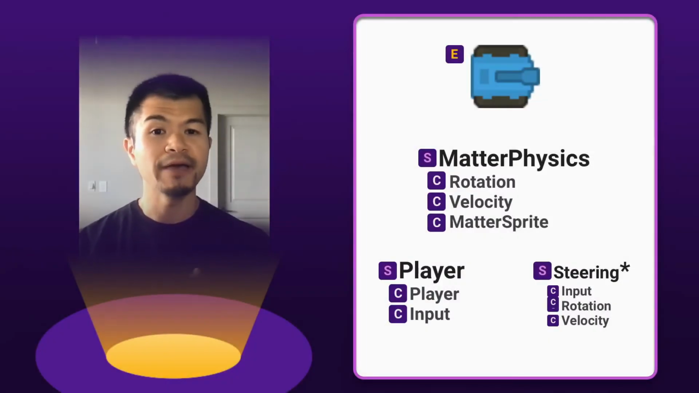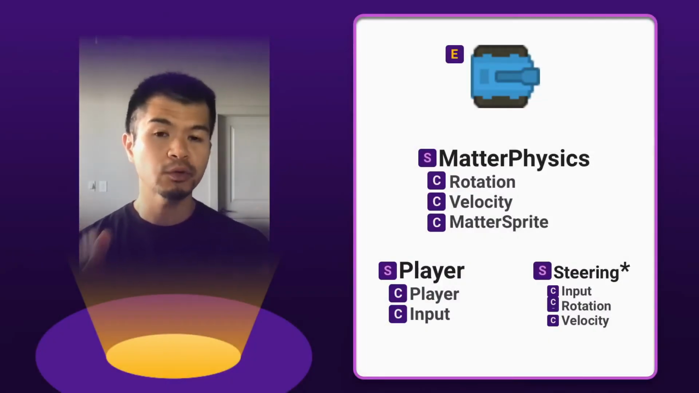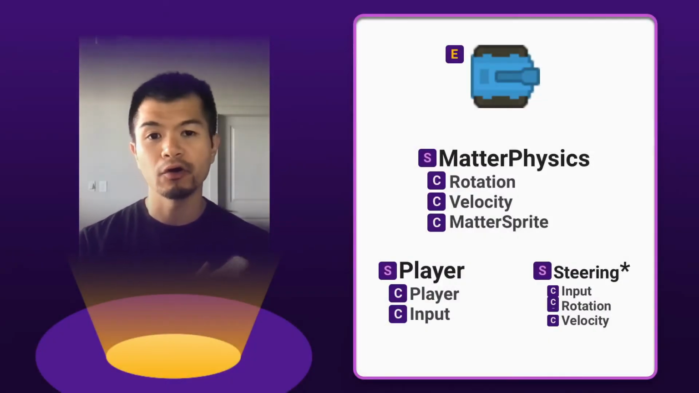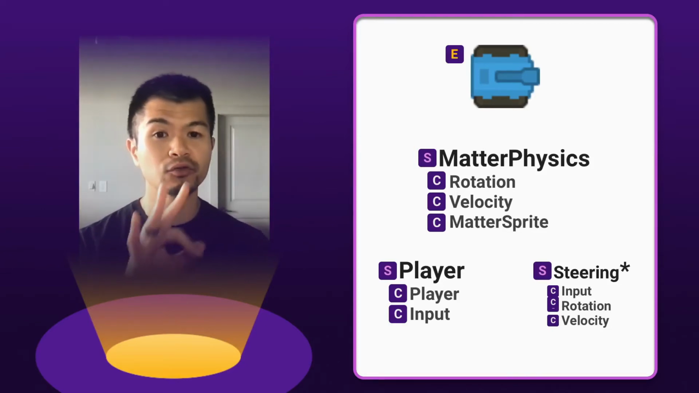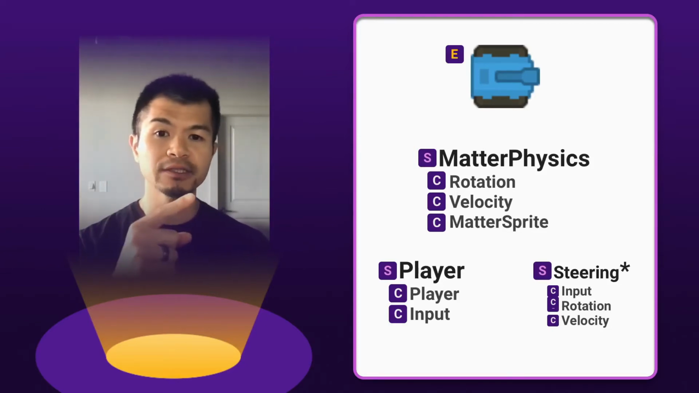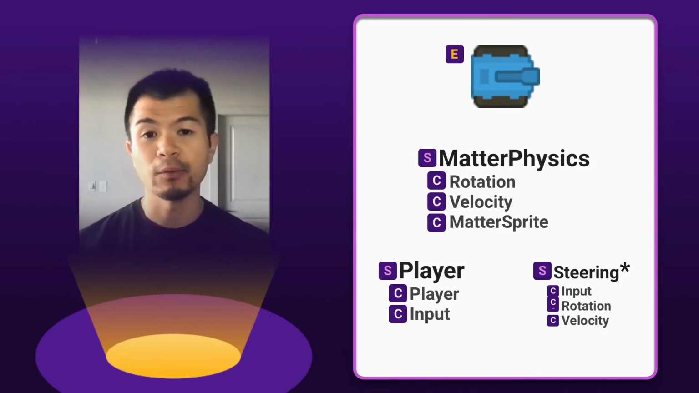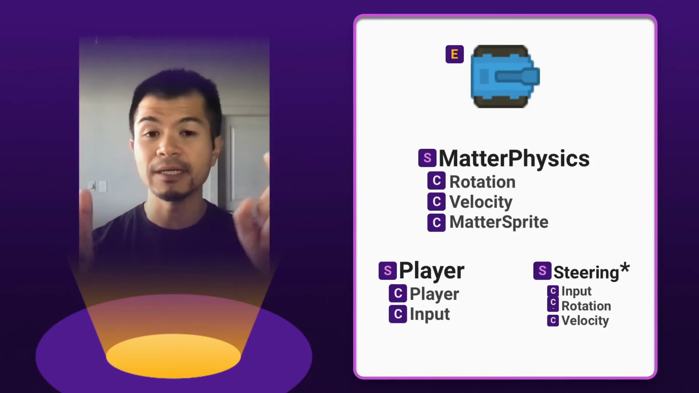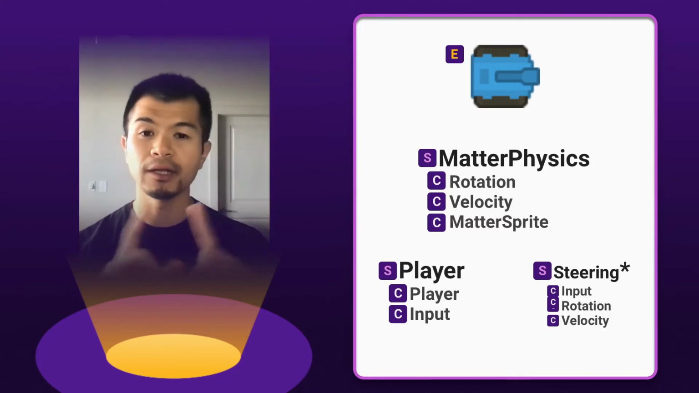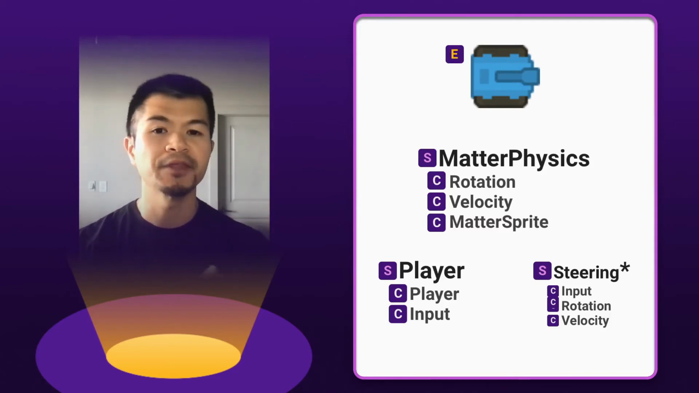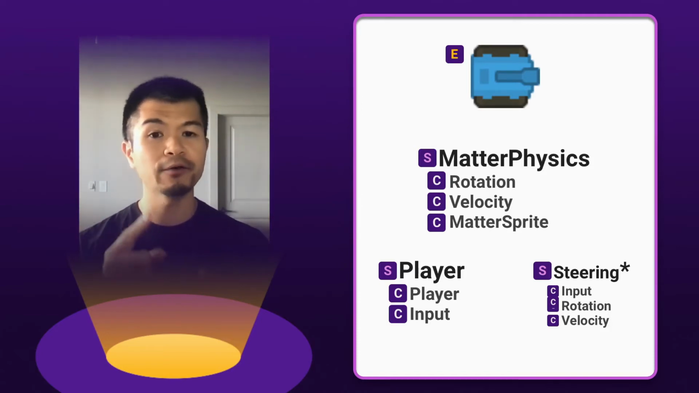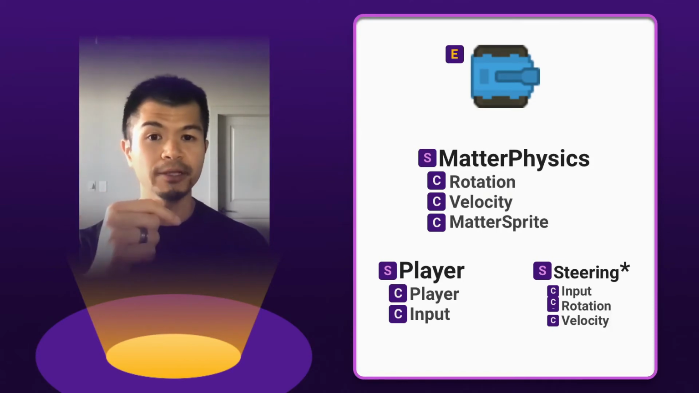All right, so now that we've added all those new components to our entity, we can create the systems that we need. We're going to need 3 systems here: the matter physics system, the player system, and then the steering system. Now we're not going to cover the steering system in this video. We're going to go through the logic for it, since it's more complicated, in the next video in this series. So here we're going to look at the matter physics system and the player system.